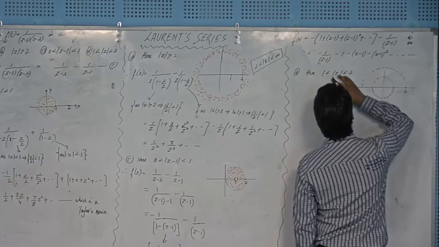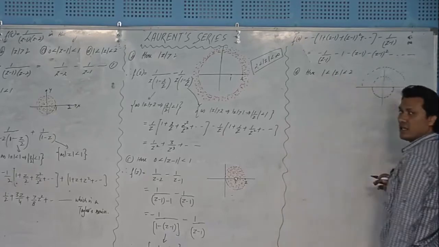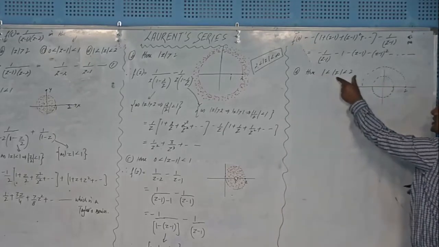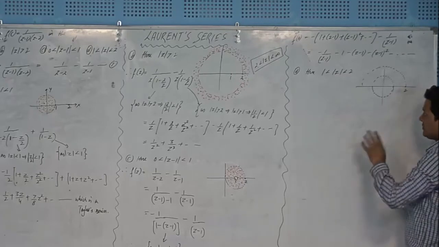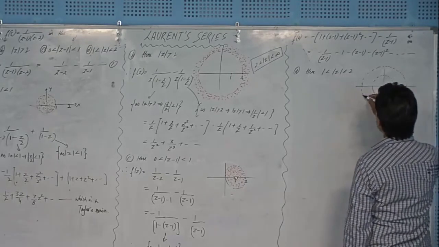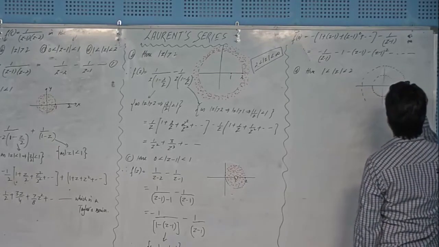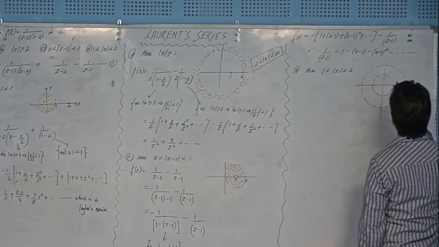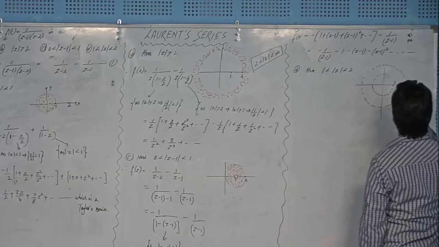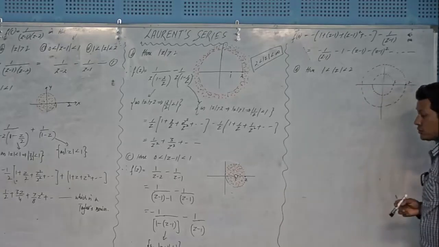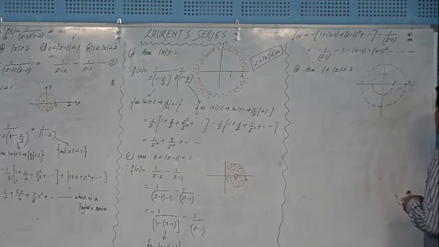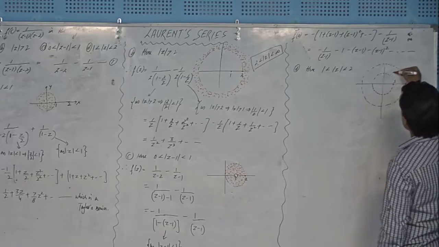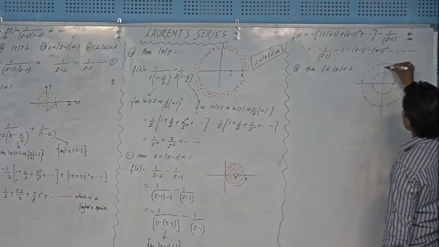Mod z greater than 1 means outside of the unit circle, and mod z less than 2 means inside of the circle of radius 2, right? So this is your region of interest. This point is 1 and this point is 2. So the red colored region, where the series converges, is this annular region, right?